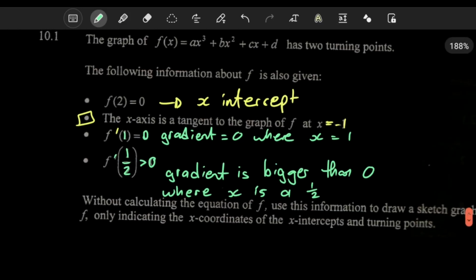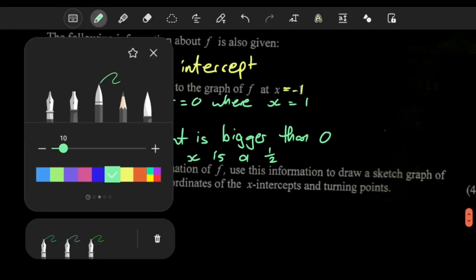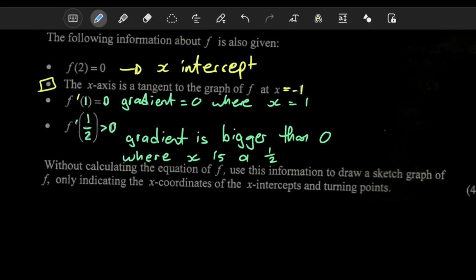There you go. That's what that information is telling us. So yeah, this is going to be quite interesting. But it's a 4-mark question, meaning you don't want to panic. Don't panic. Just keep calm, okay? Here it says, without calculating the equation of f, use the information to draw a sketch graph of f, only indicating the x coordinates of the x-intercepts and the turning points.